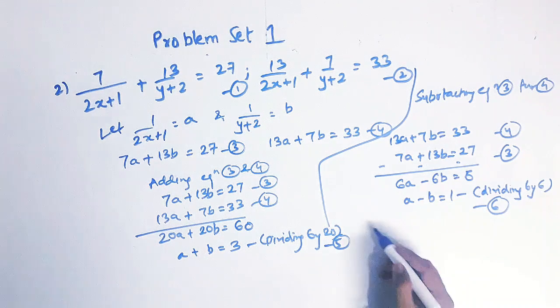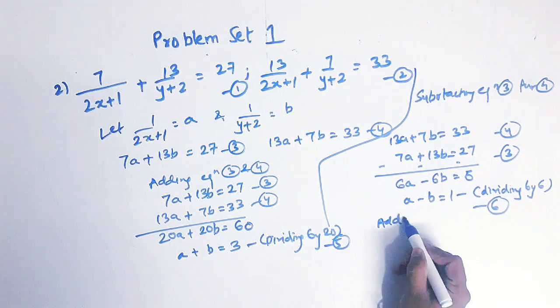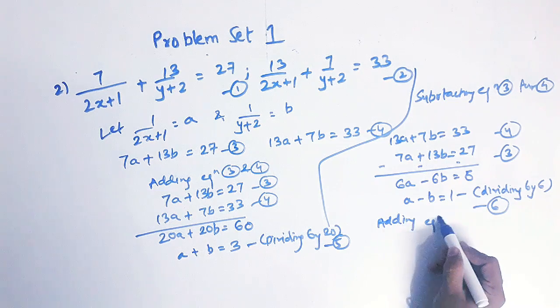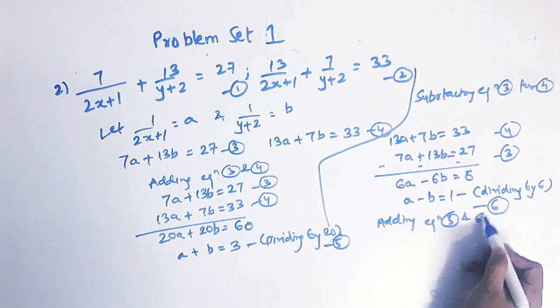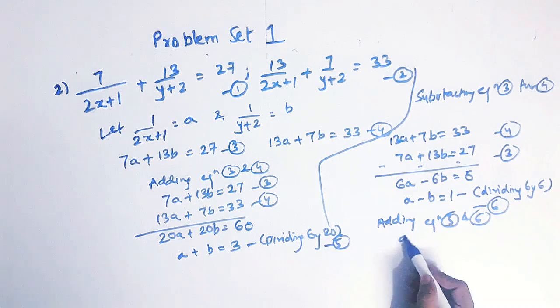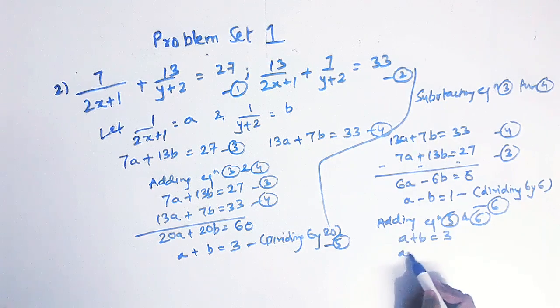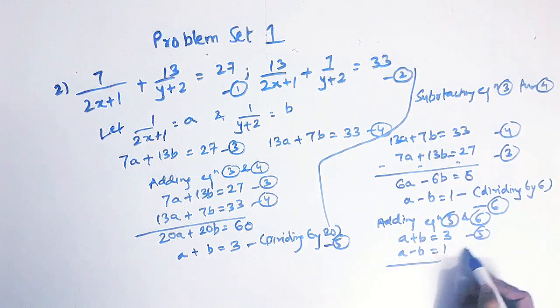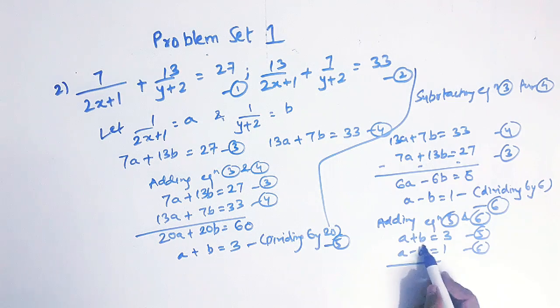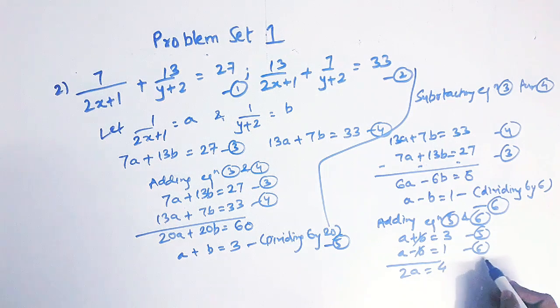We will solve them. We will add equation 5 and 6. 5 is a plus b equals to 3 and 6th is a minus b equals to 1. This is 5, this is 6. So b gets cancelled, 2a equals to 4. Okay, so we got a equals to 2.